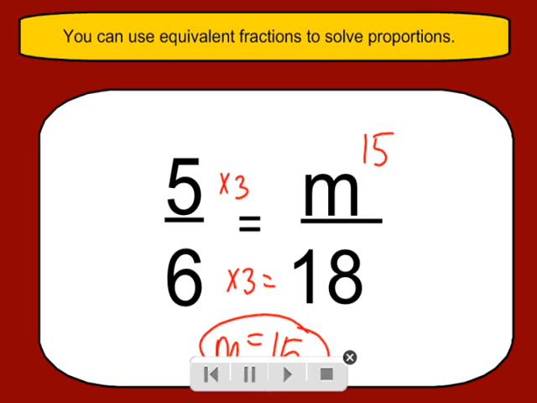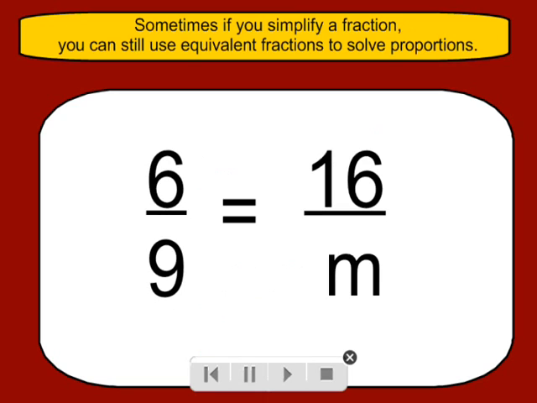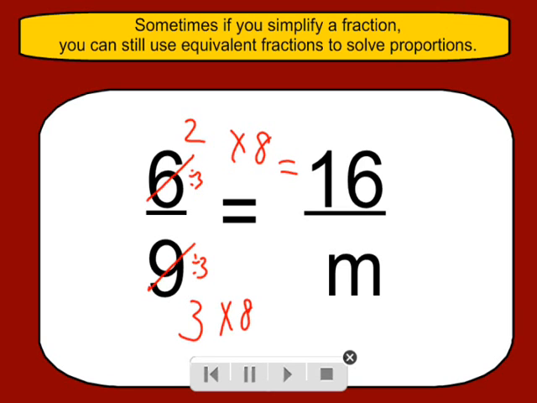Now, sometimes when you look at a proportion, it'll look like you can't use that method, but actually you can. If you simplify 6/9, you can divide each one by 3, that would simplify to 2/3. Now you could use equivalent fractions. 2 times 8 is 16, 3 times 8 is 24, so that missing term is 24.